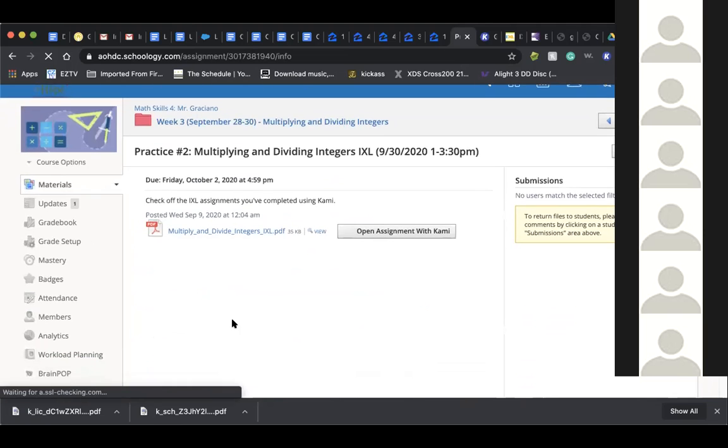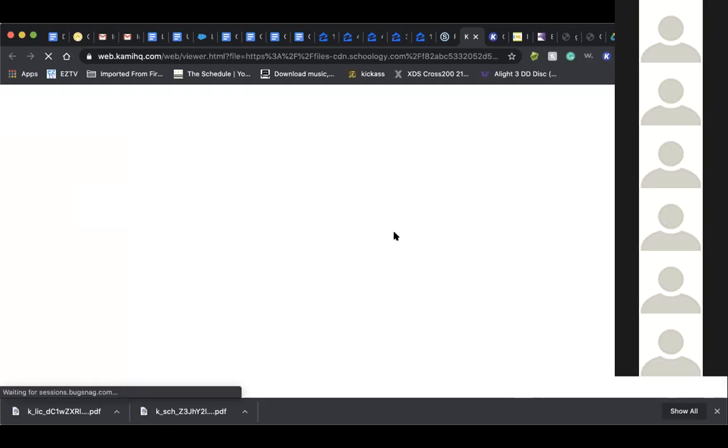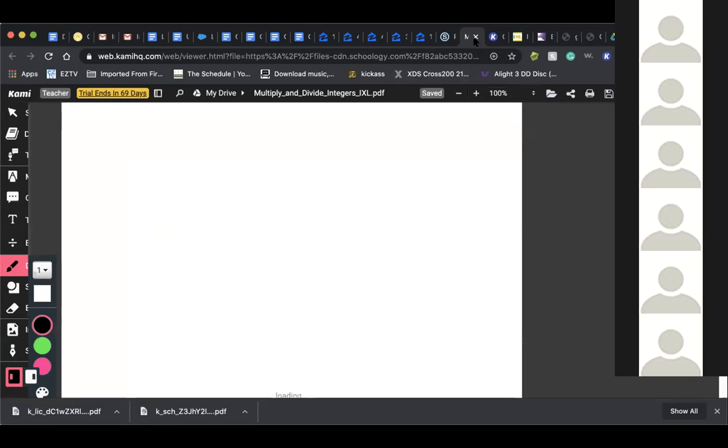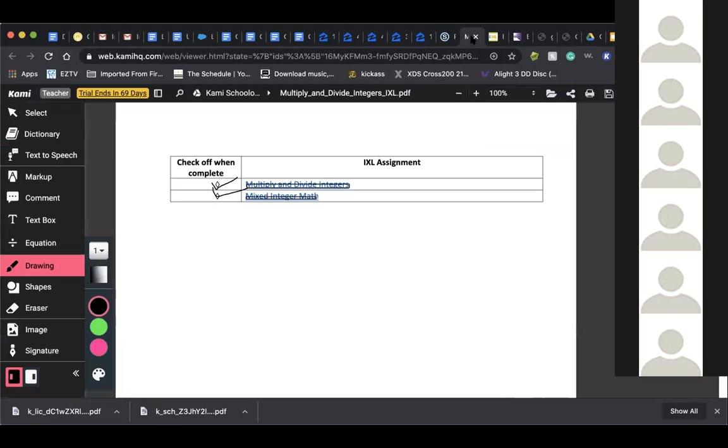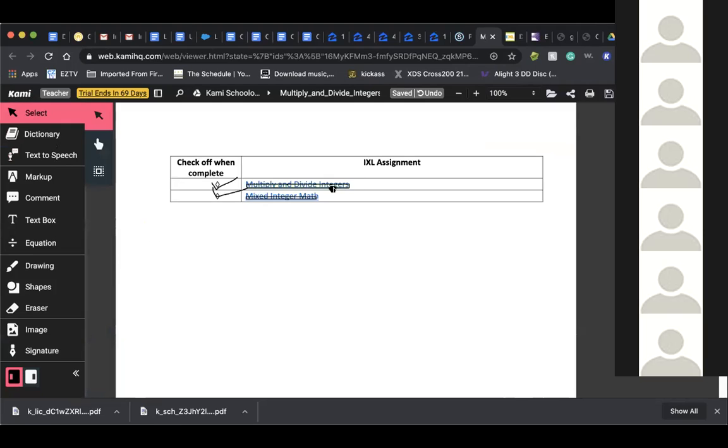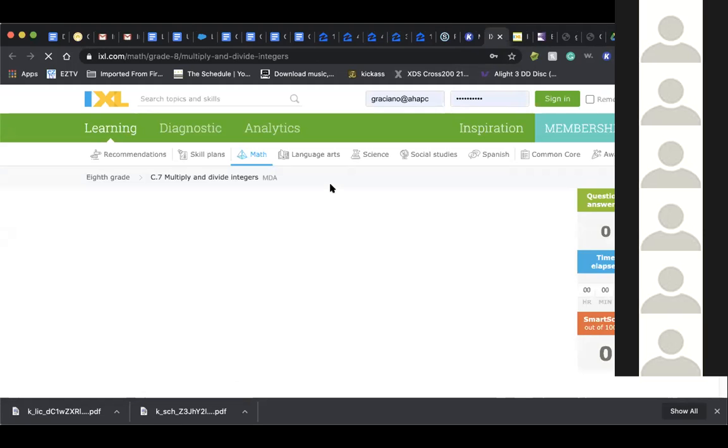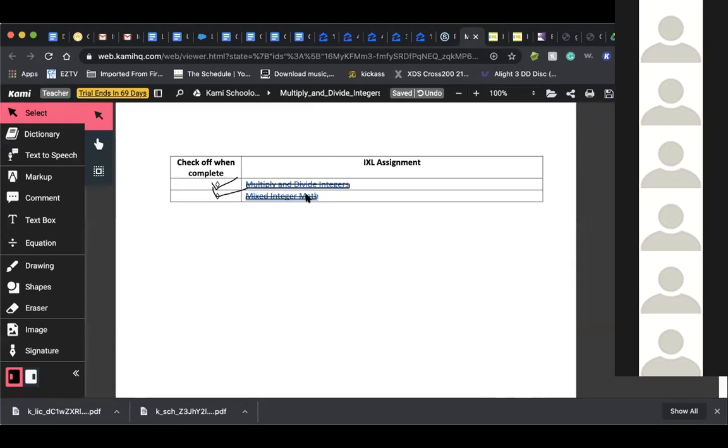Now, when you're in here, this is what might be different for you because it might not be loaded properly, and I'll help you get it loaded properly, but you should have a gray box next to this PDF that says open with Kami. Do you see that? Yep. Good. Click right there, open with Kami. And once it's open, mine is already open, so I'm gonna close it. You're gonna click on this link, and this link will take you to IXL. Because I have marked up exactly what you guys need to do in IXL in that PDF, okay? So click on both of those links. Once they're done, check them off and click turn in.